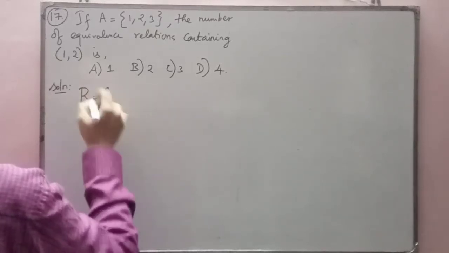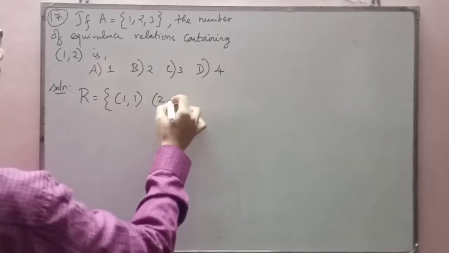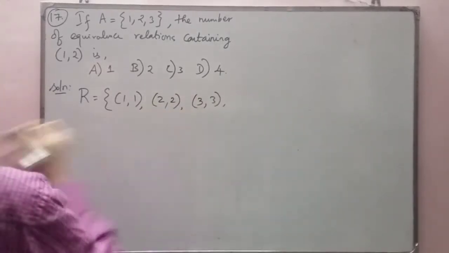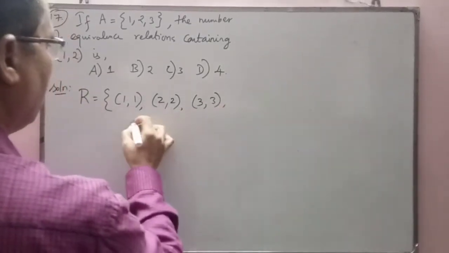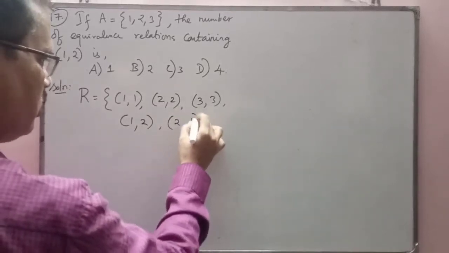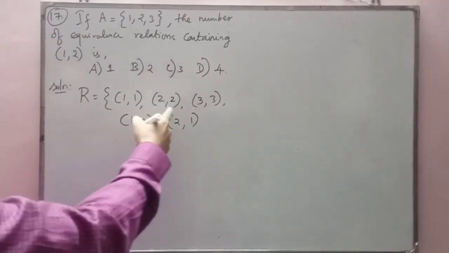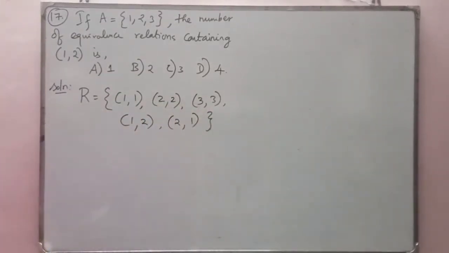R is equal to, to make it reflexive, 1, 1 should be there, 2, 2 should be there, and 3, 3 should be there. Okay, children, and 1, 2. So I include 1, 2, and to make it symmetric, obviously I should write 2, 1. Correct, children? So we have completed 1, 1, 2, 2, 3, 3. This is one relation we have.